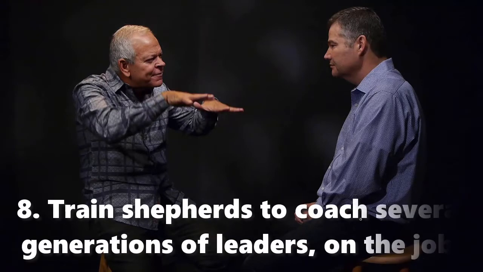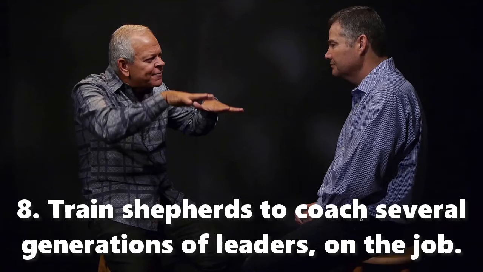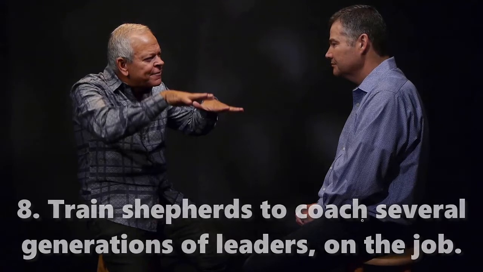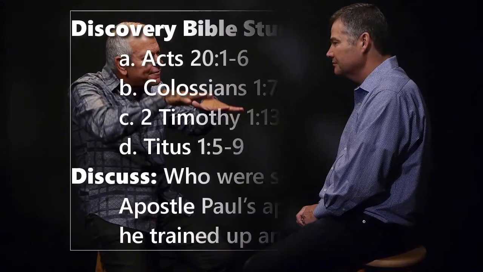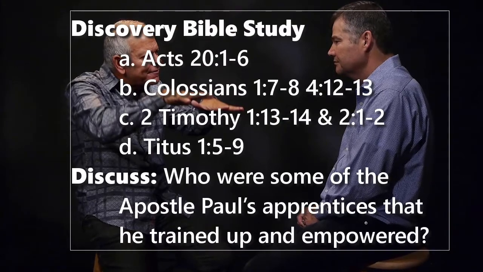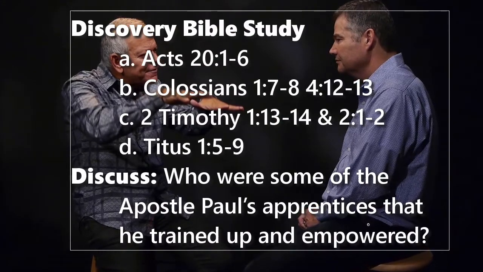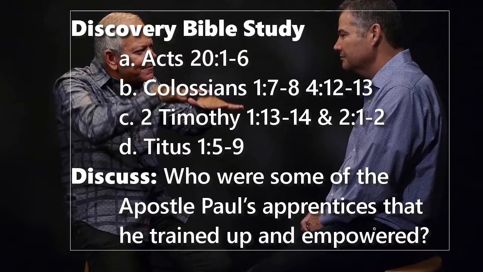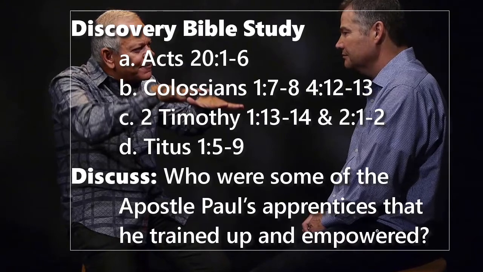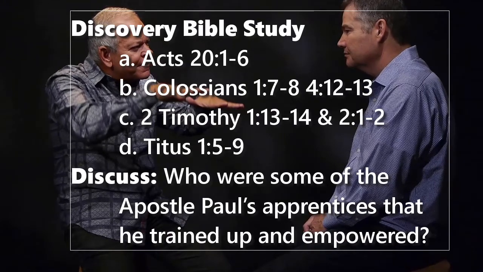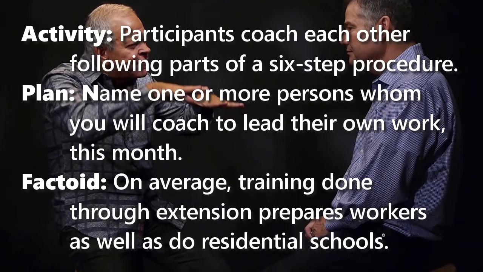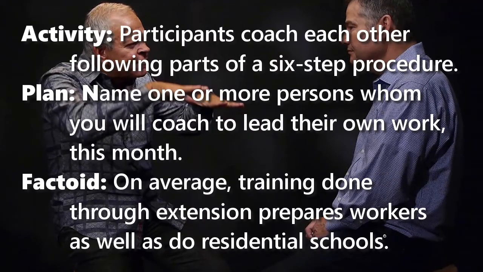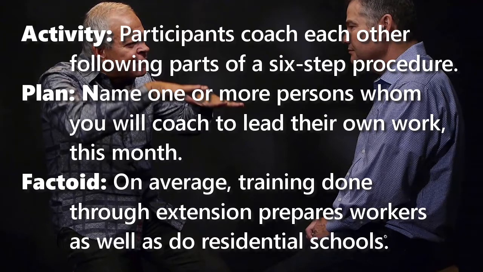Practice 8. Train shepherds to coach several generations of leaders on the job. Form tiny groups to read together these texts. Have them discuss and reply to the following query. Who were some of the Apostle Paul's apprentices that he trained up and empowered? Factoid. On average, training done through extension prepares workers as well as do residential schools.